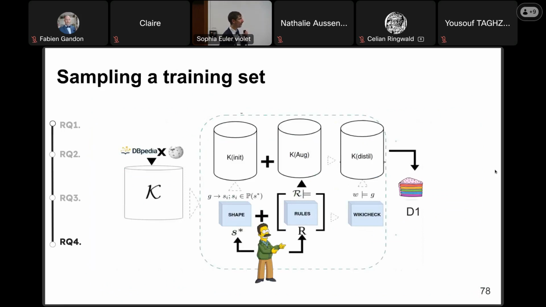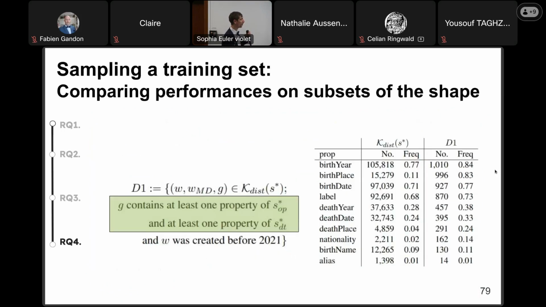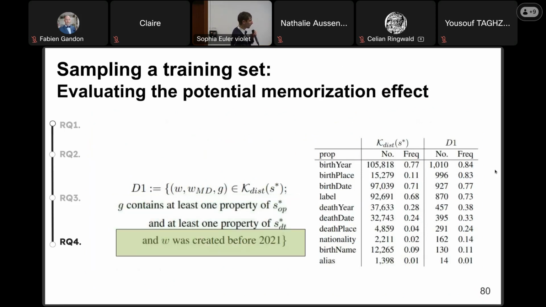Okay, so now we have all the elements that enable us to obtain a sample from our distilled knowledge base. In this experimental setup, we first propose to select graphs that contain at least one object property and one data type property, to be able later to separate the shape into different subsets. We also propose to sample Wikipedia articles created only before the pre-training date of the BART model we use, namely 2021.